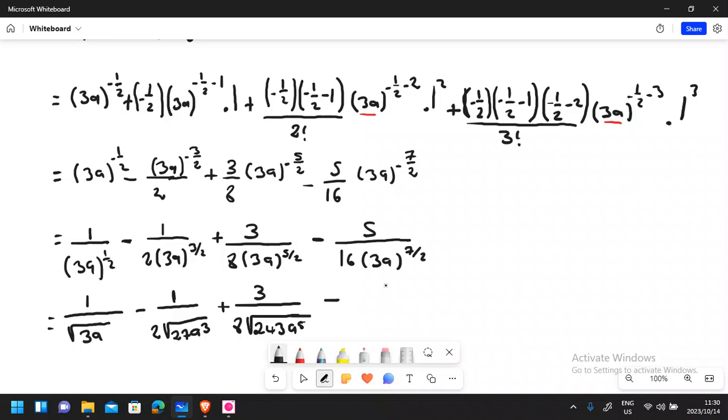Minus, and we have 5, and then we have 16 here, and then root. Remember, the reason it's root is because the denominator of the exponent here is 2, guys. The numerator is the power. So what is 3 to the power of 7? 3 to the power of 7 is going to be 2187, and then that's going to be a to the power of 7. So guys, this is your final answer.